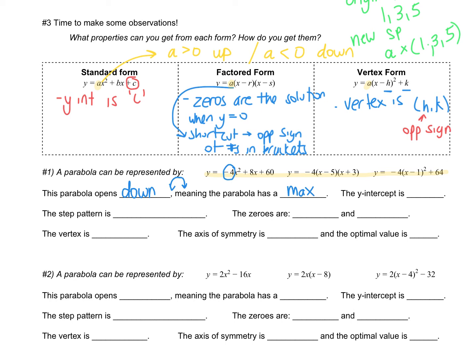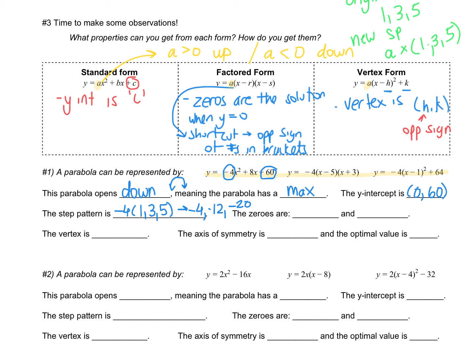Okay, so I needed a little visual there. The y-intercept I know comes from standard form. And it's the constant, and the constant is +60. So the y-intercept is 0, 60. Now remember, a y-intercept or any value on the y-axis has an x-coordinate of 0. My step pattern, I use my a value, which I already know is -4. So I'm going to take -4 and multiply it by 1, 3, 5. So negative 4 times 1 is negative 4. Negative 4 times 3 is negative 12. Negative 4 times 5 is negative 20.